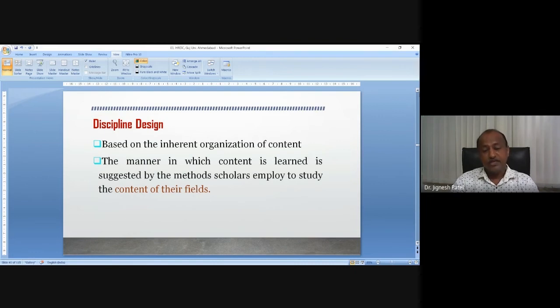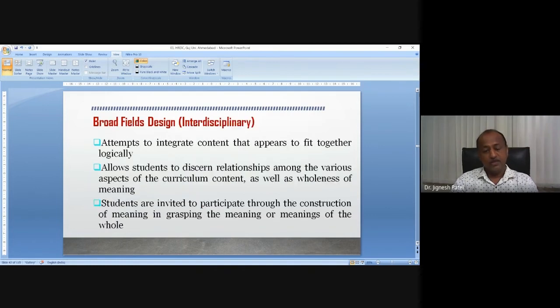Discipline design is based on the inherent knowledge of the content. That is based on the discipline: discipline of arts, discipline of science, discipline of commerce. In this way, this design is developed. The manner in which content is learned is suggested by the methods scholars employ to study the content of their fields. The third one is broad field design.